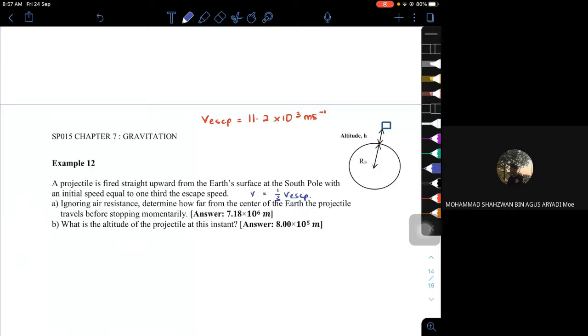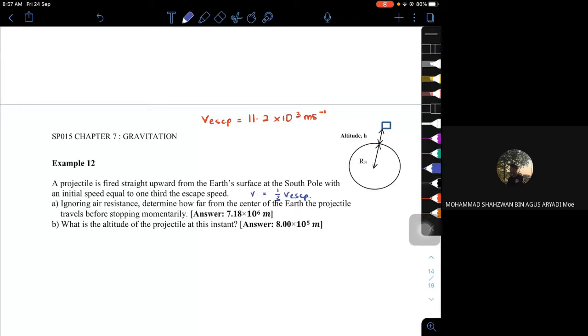Okay. So kat sini kamu dah dapat idea. Oh, maksudnya dia tak berjaya escape ni. Okay. So how to answer this question? Okay, tengok sikit soalan ni nak apa sebenarnya. This one is very tricky. So ignoring air resistance, determine how far from the center of the Earth the projectile travels before stopping momentarily.